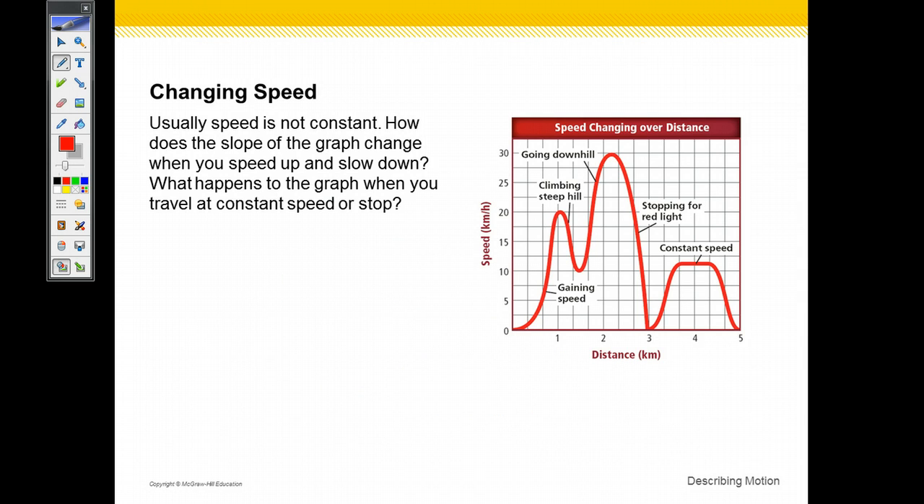But speed is not always constant. How does the slope of the graph change when you speed up or slow down? What happens to the graph when you travel at a constant speed or stop? This is not a distance versus time graph, this is a speed versus time graph. And notice how the speed is changing. You're gaining speed, you are slowing down, you're going down a hill, you're stopping for a red light, you speed up, you're going a constant speed, you slow down.